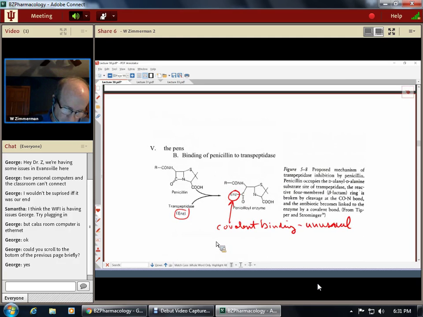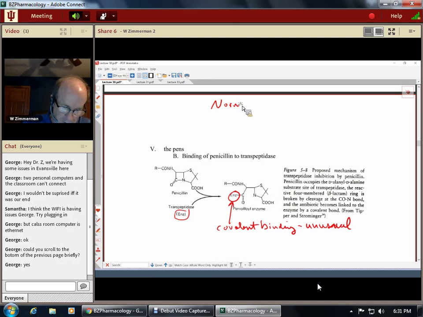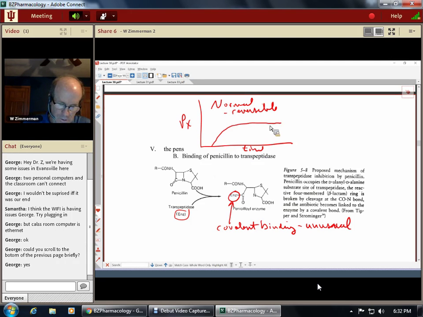Got some room up here. The normal situation with reversible drugs. We go back to where we started the course. Plasma concentration on the y-axis, time on the x-axis. And somewhere around 4 half-lives, we got up to steady state. But that's with reversible drugs.